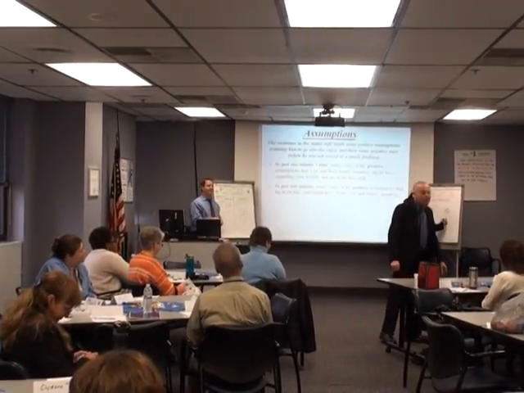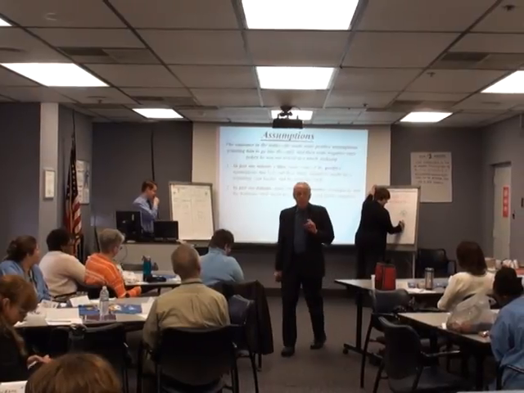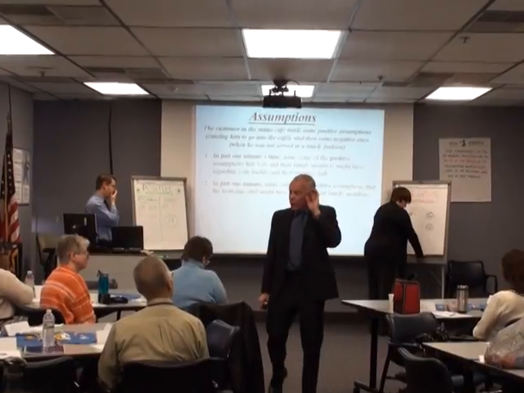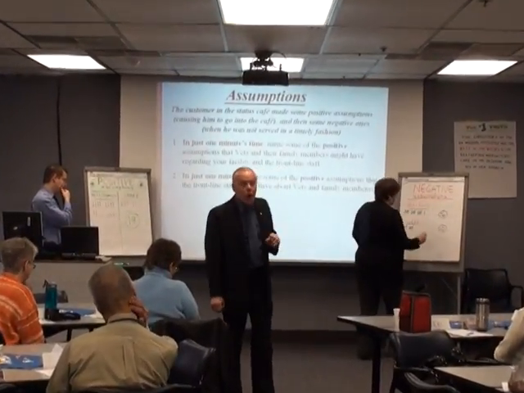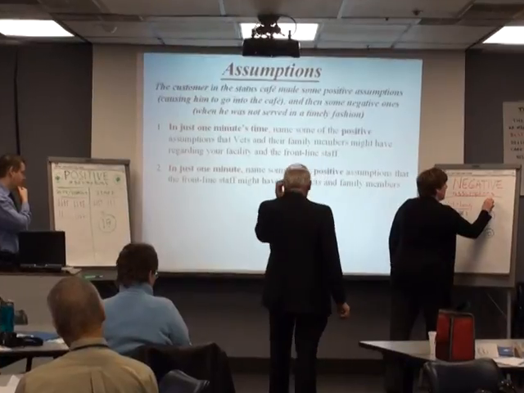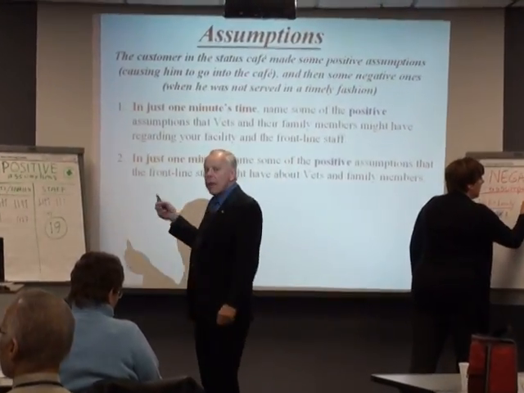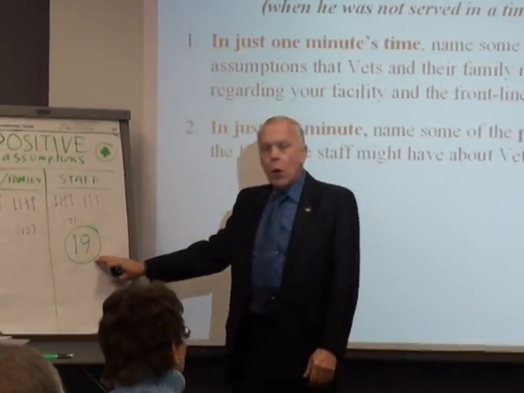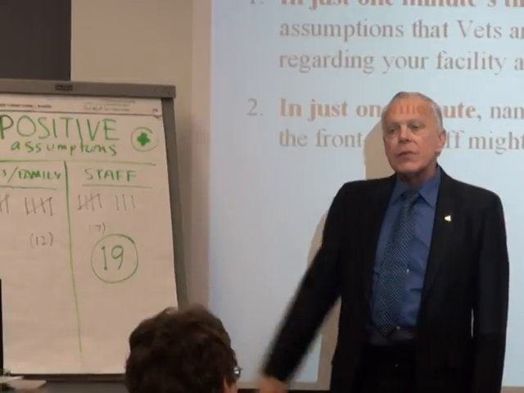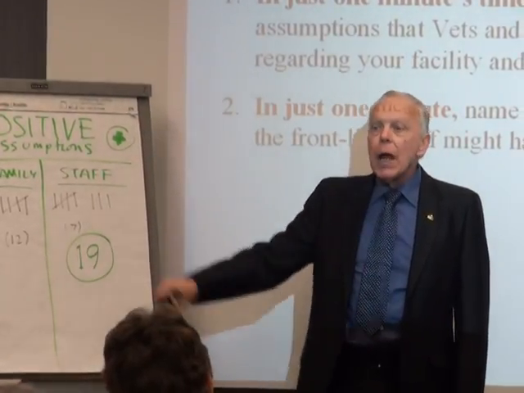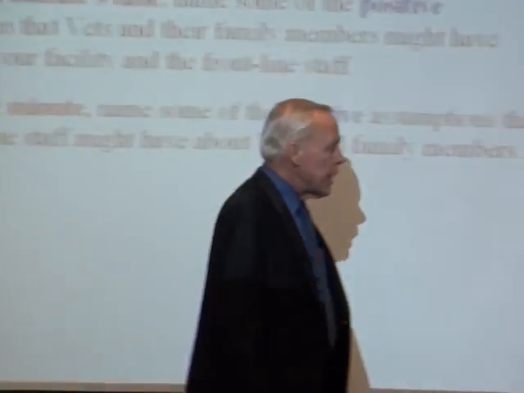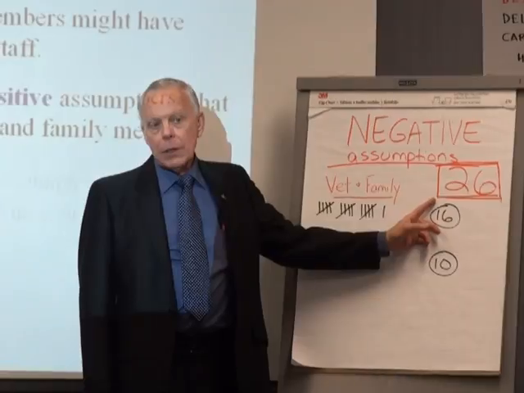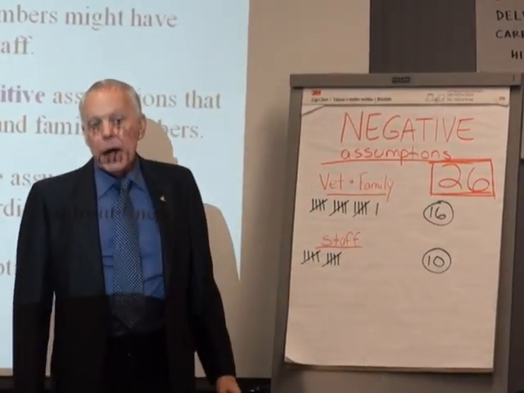The point is, before these folks ever say a word to each other, they've got this mix of positive and negative assumptions going on in their head on both sides of the fence. In the time we allotted, we were able to identify a total of 19 positive assumptions that our veteran and our frontliner had about how this transaction was going to happen. At the same time, we identified 26 negative assumptions in the minds of these same people.